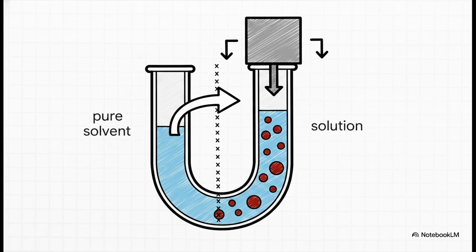Let's zoom in on osmotic pressure for a second, because it is highly testable. Osmosis is the natural flow of solvent molecules moving through a semipermeable membrane, going from the pure solvent side over into the solution side. Osmotic pressure is defined as the exact amount of extra pressure you have to apply on the solution side to halt that flow entirely. It's the pressure required to just stop the process in its tracks.